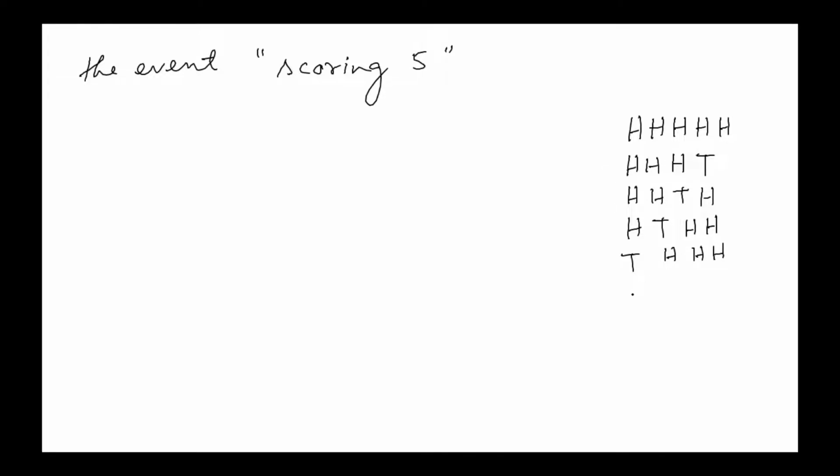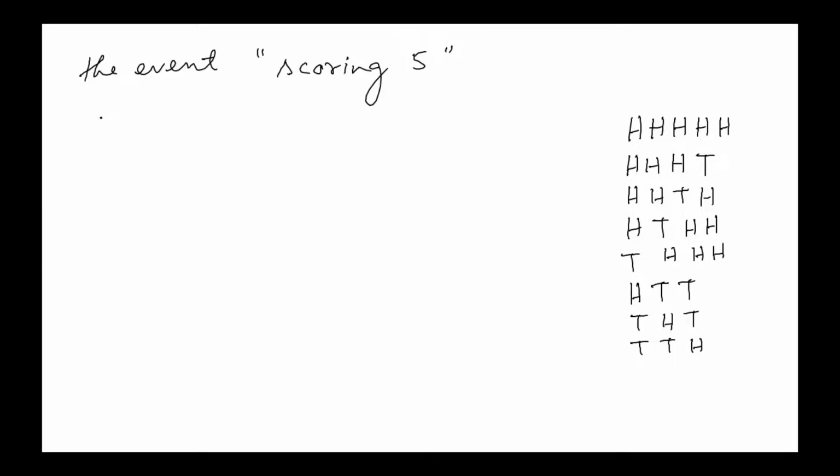Again, five can be scored from H T T. H for 1 point, T 2 points, T 2 points. So 5 points. Now these H and T's can be arranged as HTT, THT and TTH. These three ways. Here we have to stop. There is no other way to score 5 points.